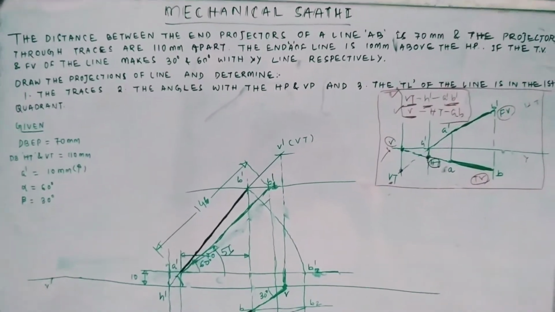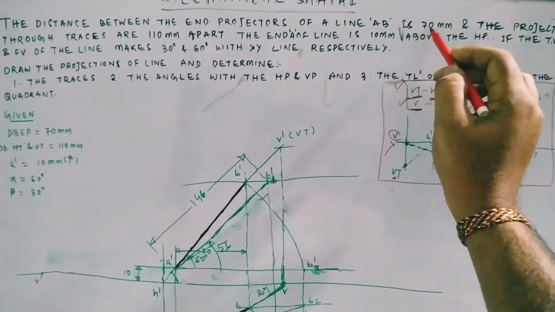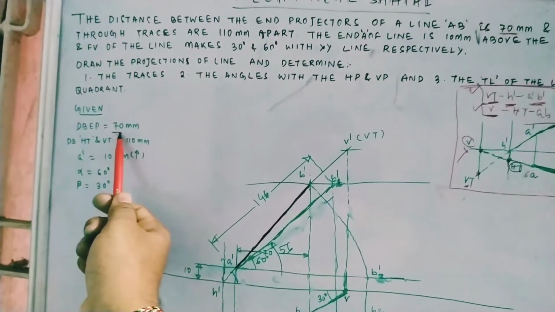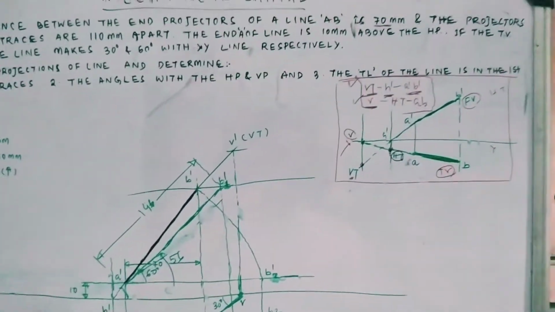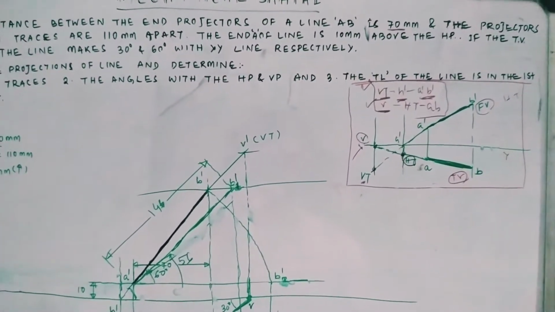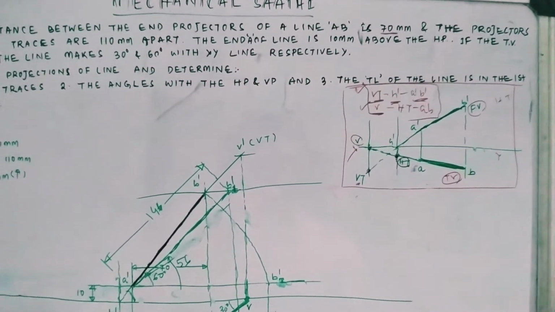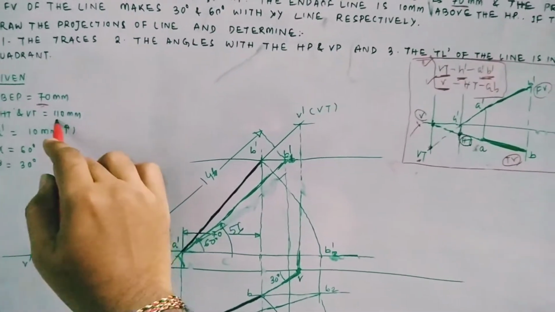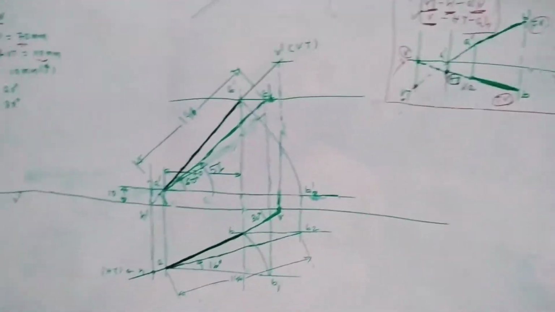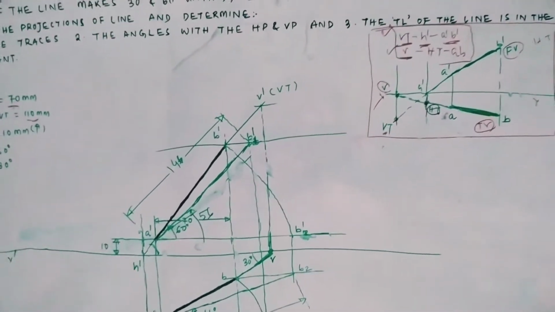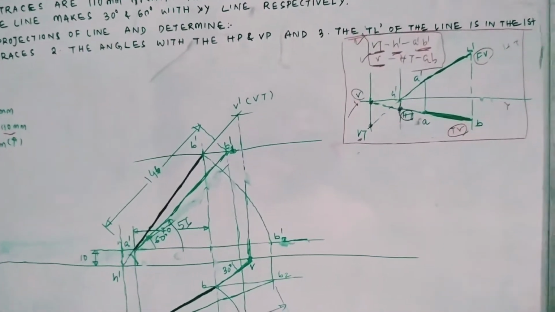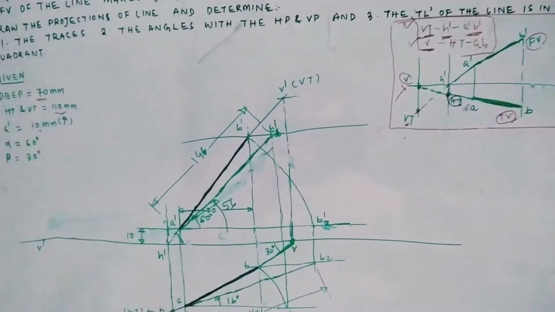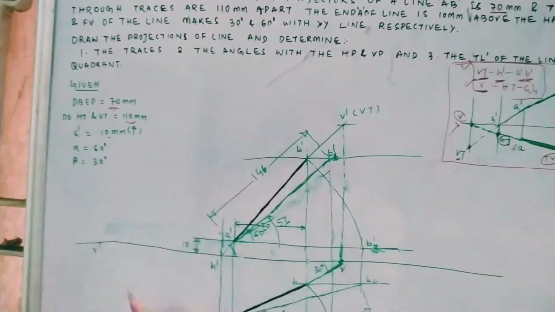It is given that the distance between the end projectors of a line is 70 mm. So you can write down the given data here: the distance between end projectors is 70 mm. Then the traces are 110 mm apart, so the distance between the vertical trace and the horizontal trace is given as 110 mm. Then the end A of the line is 10 mm above the SP. So point A is given above SP, that is 10 mm. That data we also wrote here.